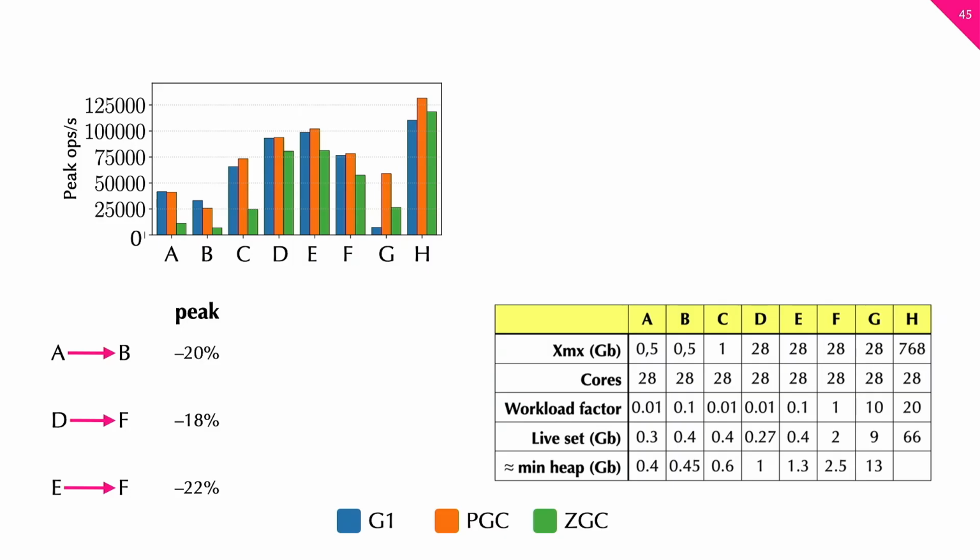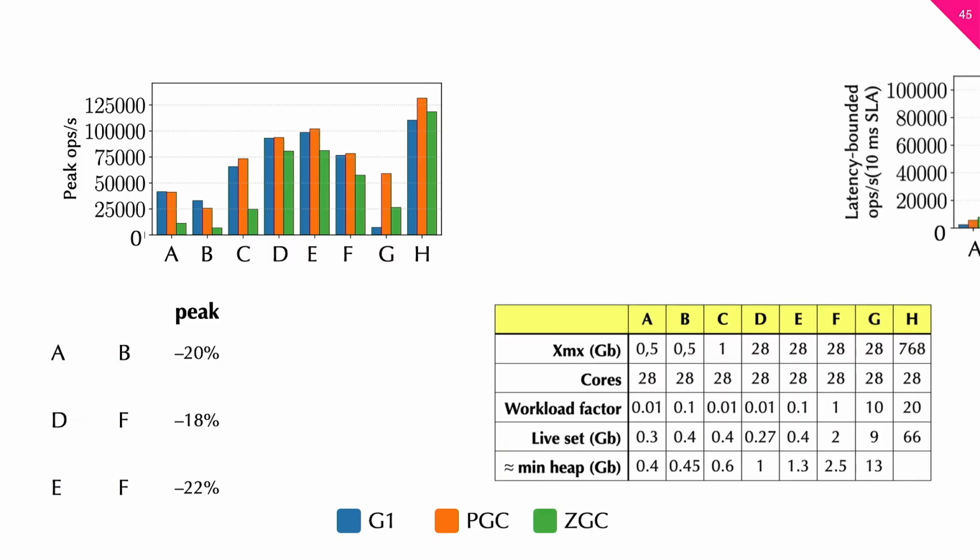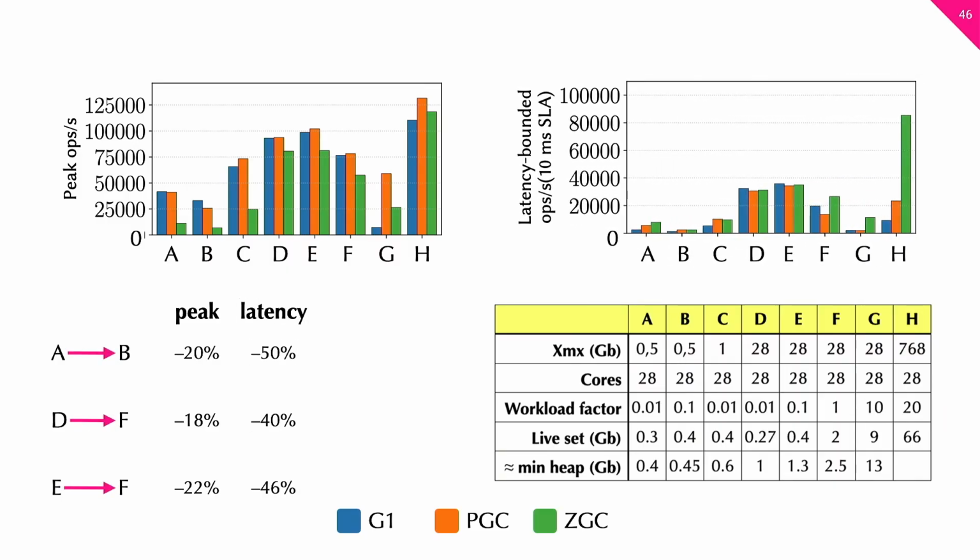And we're seeing some similar results here. We're seeing a reduction in throughput from D to F of about 18% and from E to F, 22%. And if we bring latency into this picture, then the effects are even more pronounced. So going from A to B, that's a 50% reduction in latency operations per second, 40% for D to F, and 46% from E to F. So we're seeing similar kinds of effects here.